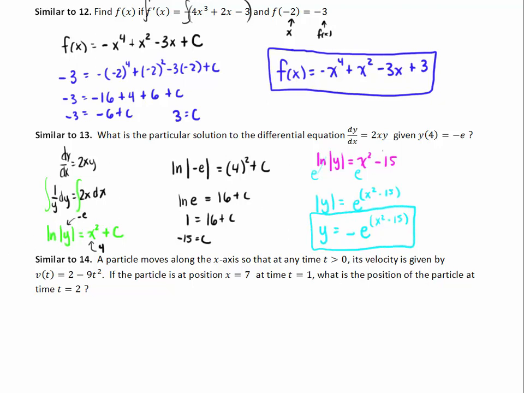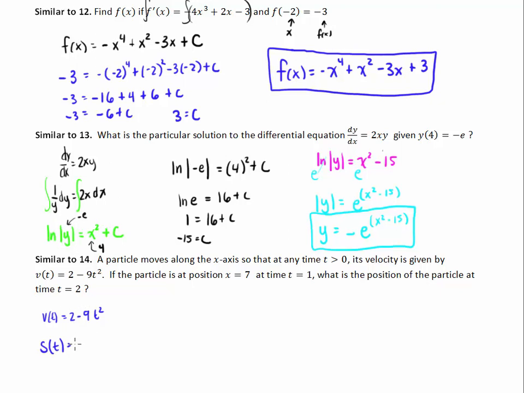And finally, we are to our last problem. A particle moves along the x-axis so that at any time t greater than 0, its velocity is given by v of t equals 2 minus 9t squared. If the particle is at position 7 at time t equals 1, what is the position of the particle at time t equals 2? So position is the antiderivative of velocity. So we want to take our velocity equation and find the antiderivative of that.